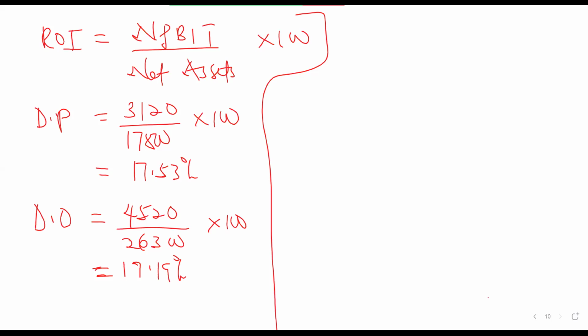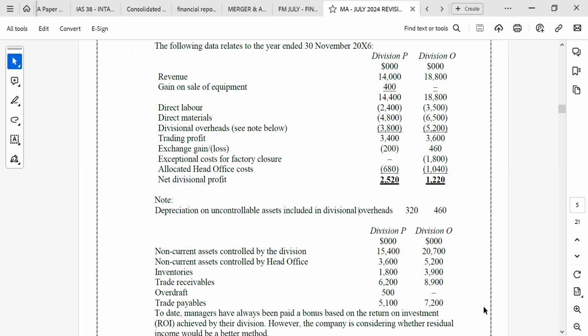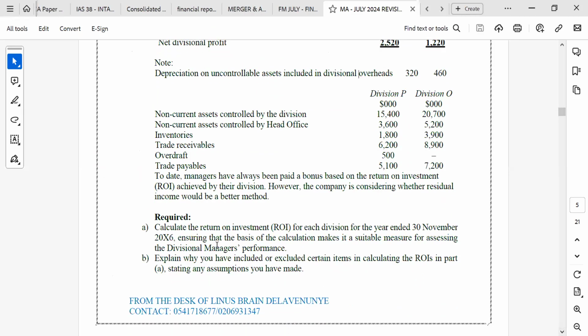But if they are asking you to calculate the performance of the division, we just use the profit reported over here. That is the traceable profit. And we just use all the assets over here. We find the net assets using everything because these are all the things used by the division. But some of the things are provided by the head office, which is not under the control of the divisional manager. So we use responsibility accounting to measure the performance of divisional managers. So that is the first part of it. They are also asking us to ensure that the basis of the calculation makes it a suitable measure for assessing the divisional manager's performance. That's what we have done.